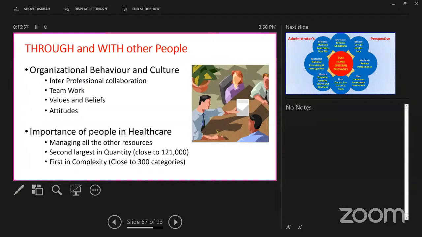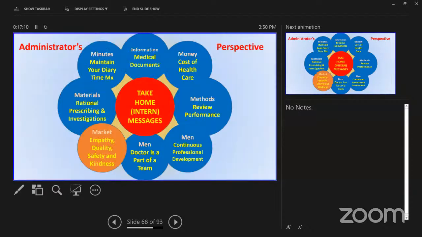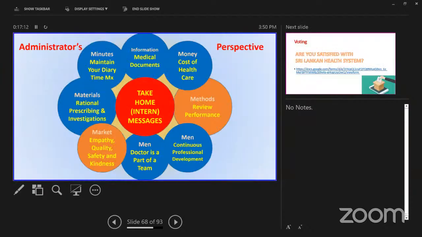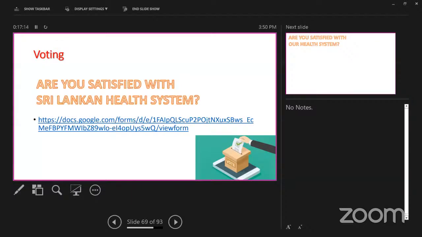Especially when you are becoming an intern, you must have the support of all the other people. Otherwise, it will be a really hellish environment if you don't have interprofessional relationships and collaboration with them. Then quality and safety and review your performance.